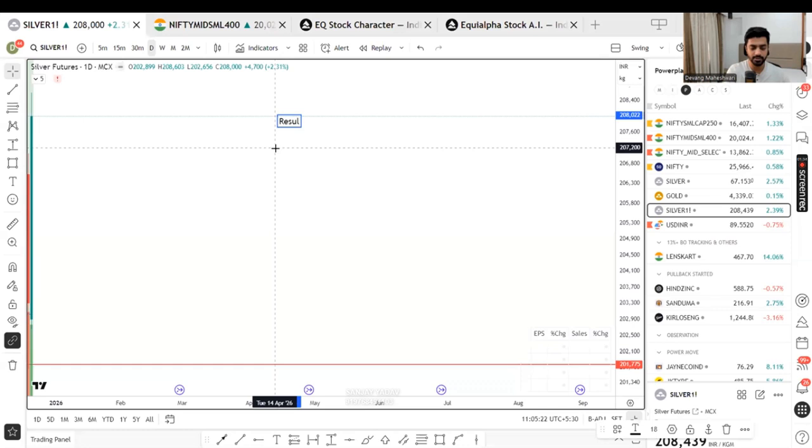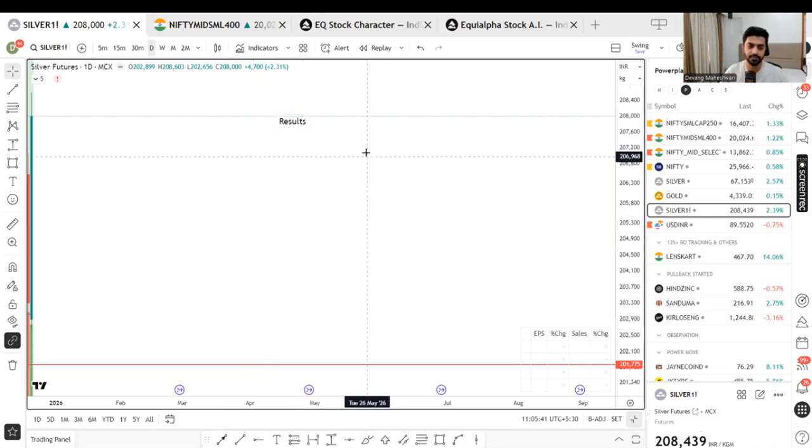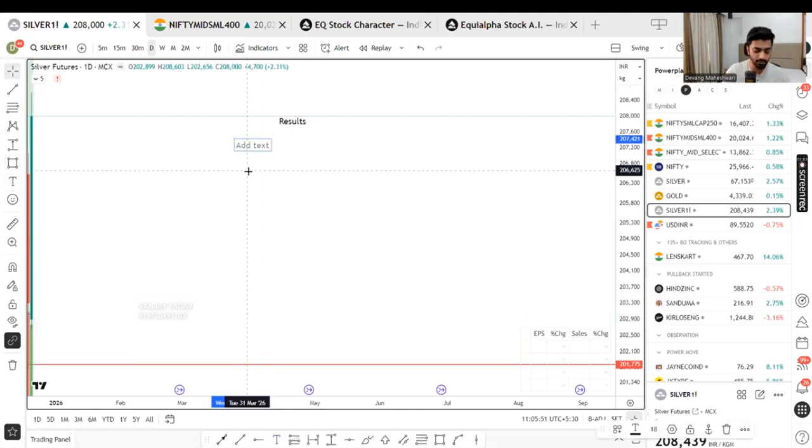So results are a very crucial point in our swing trading also, because it will happen every quarter. Almost 4 times in a year, the company posts their result. And every time the result season is a volatile season in itself, where you have a lot of good results, a lot of bad results, a lot of gap ups, a lot of gap downs.